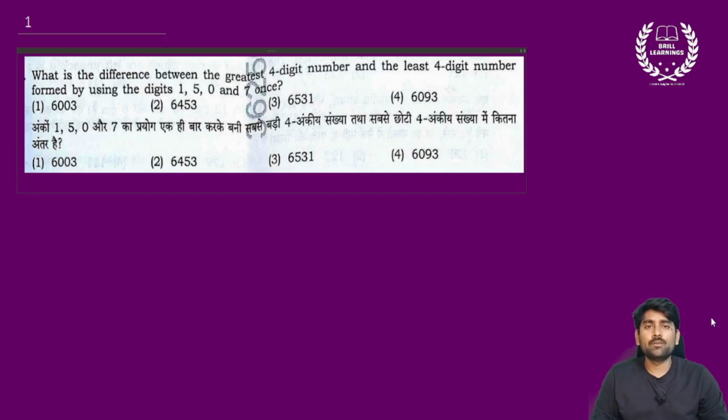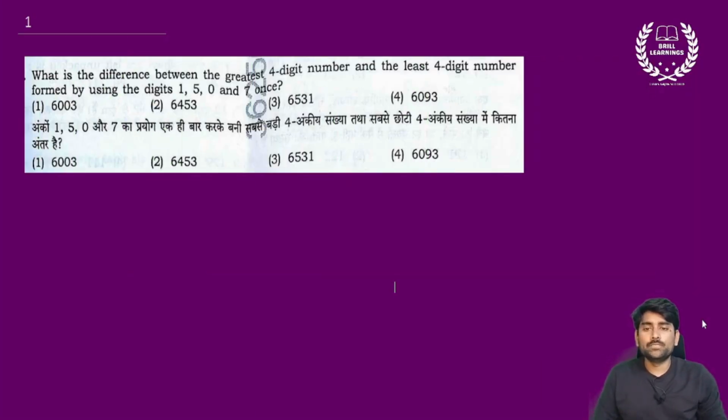Today in this video I will cover previous year maths questions related to CTET Paper 1 which was conducted on 7th February 2026. Let's do this first problem. What is the difference between the greatest 4-digit number and the least 4-digit number formed by using the digits 1507 once? We have to use these 4 numbers only once.